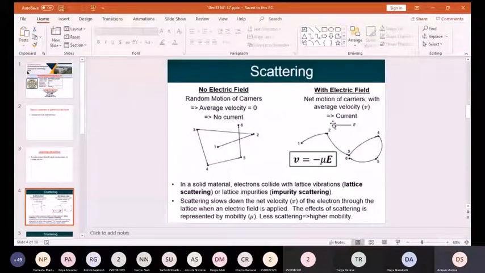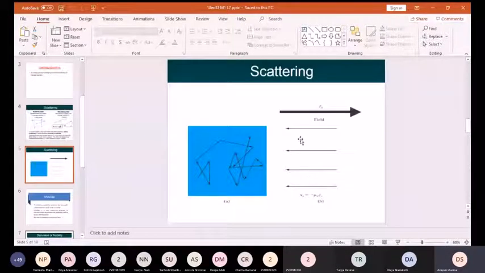In a directed motion of carriers, we may think that there is some direction given to the carriers so that we get some average velocity, and that average velocity will lead to the current in the device. So this is just a diagram representing both types of scattering.